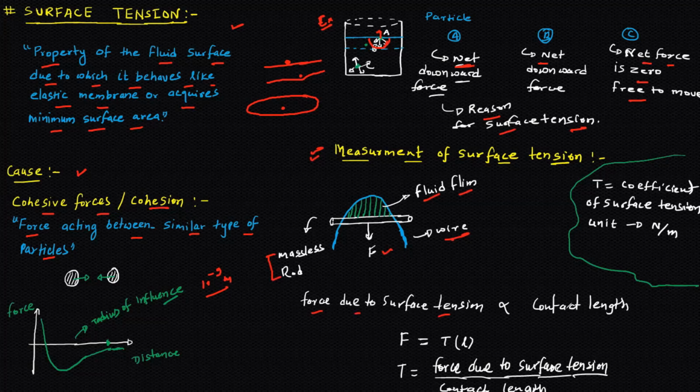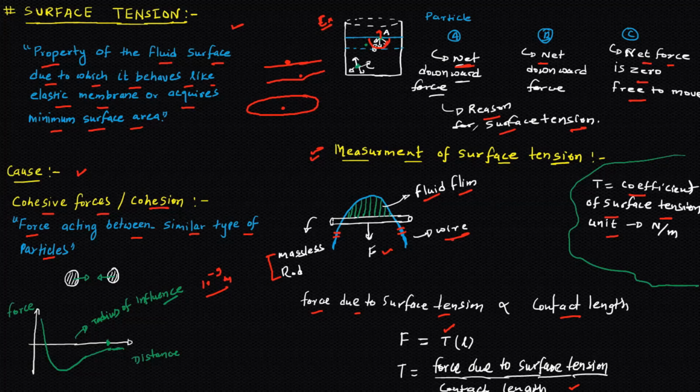Now this force will be proportional to the contact length. It means when you start pulling, and you bring the rod to this point, you will feel a bit of extra force. From there we can understand that the force due to surface tension is proportional to the contact length. We can remove the proportionality sign by using a proportional constant T, which is known as the coefficient of surface tension. So the coefficient of surface tension is equal to the force due to surface tension divided by contact length. This is how we define the coefficient of surface tension and the property related to surface tension.